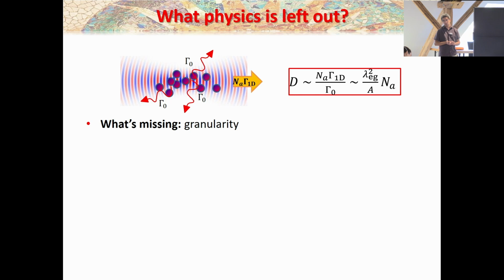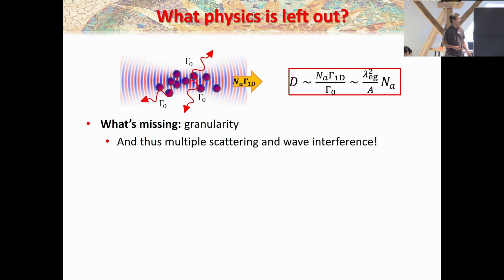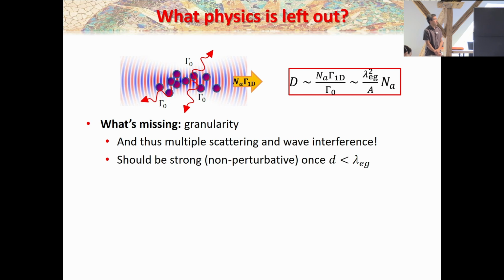And it's clear what's missing is the granularity of the system. But then you might ask, what's the main physical consequence? What are you throwing out fundamentally when you smooth out the granularity? One important thing that you miss is the concept of multiple scattering of light off of granular objects, and also the associated wave interference coming with that.